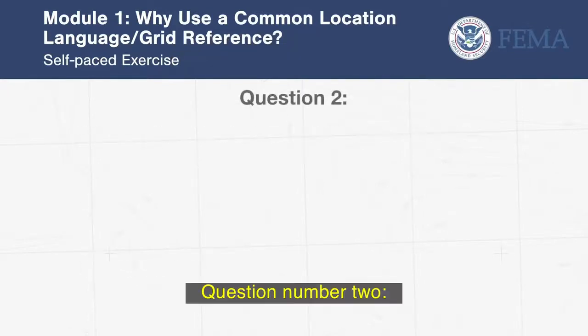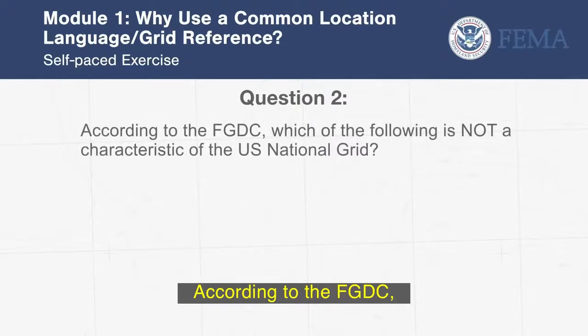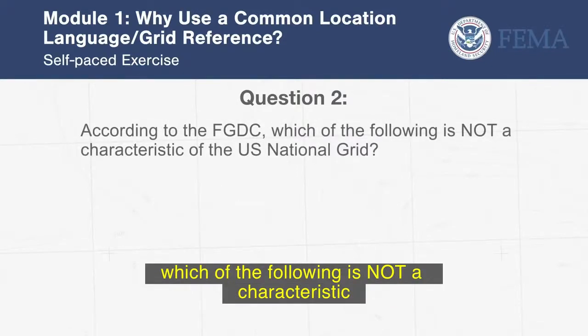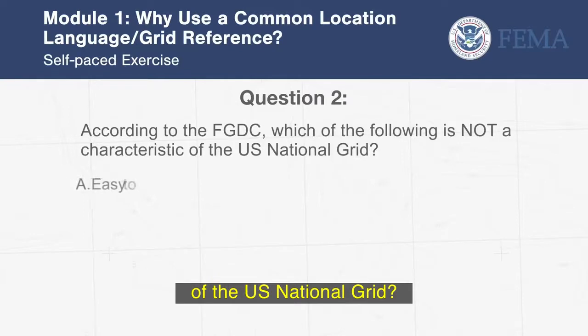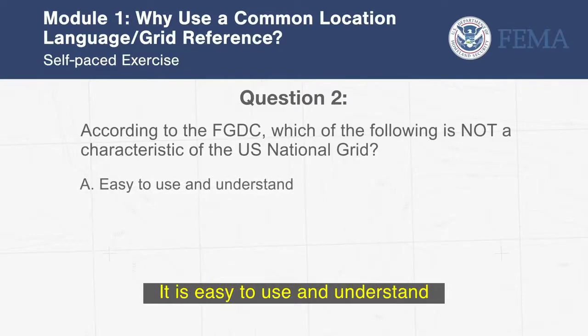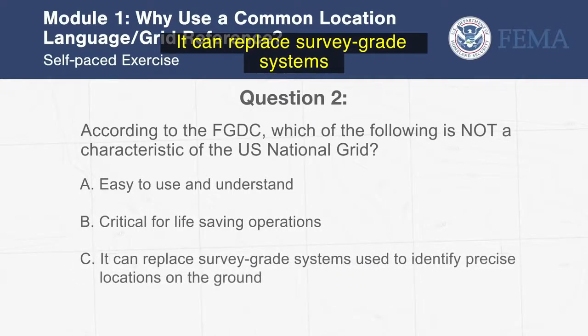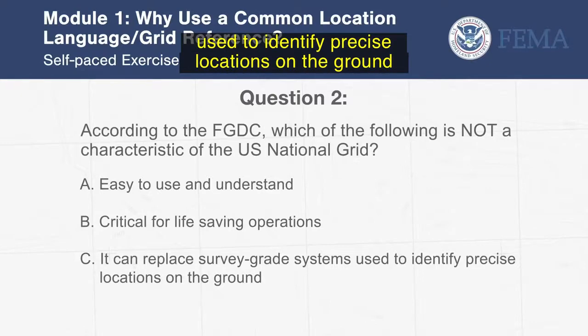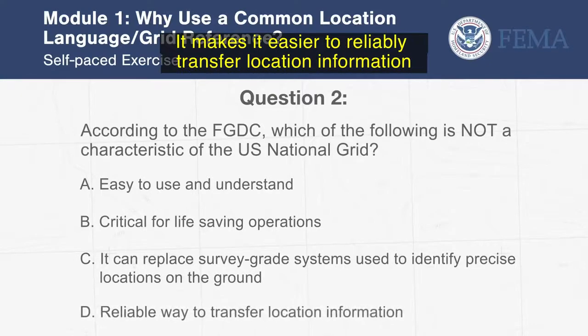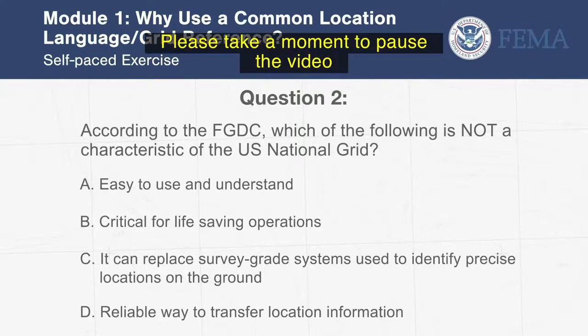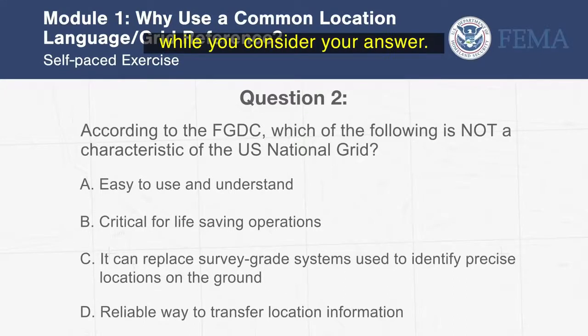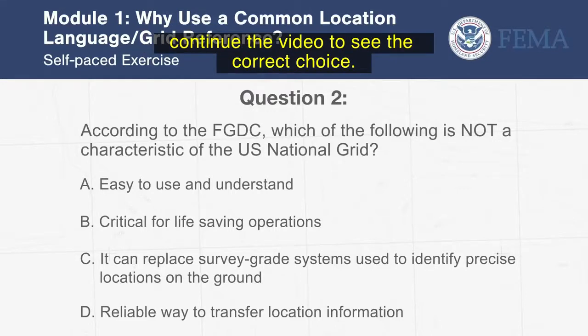Question number 2. According to the FGDC, which of the following is not a characteristic of the U.S. National Grid? A. It is easy to use and understand. B. It is critical for life-saving operations. C. It can replace survey-grade systems used to identify precise locations on the ground. D. It makes it easier to reliably transfer location information. Please take a moment to pause the video while you consider your answer. When you're ready, continue the video to see the correct choice.